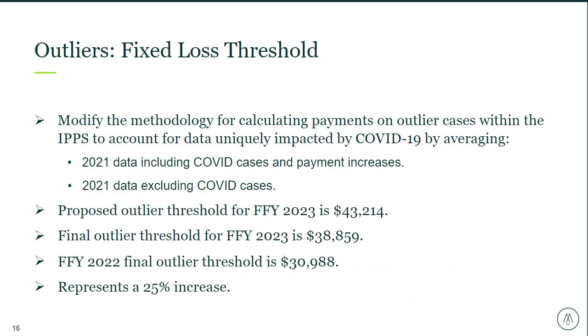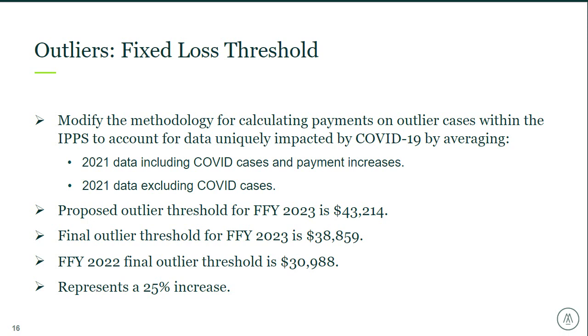Now, in terms of the fixed loss outlier threshold, as you know, to qualify for outlier payments, a case must have costs greater than the sum of the prospective payment rate for the MS-DRG, any IME and DSH payments, uncompensated care payments, and any new technology add-on payments, and the threshold in order to qualify for additional payments.